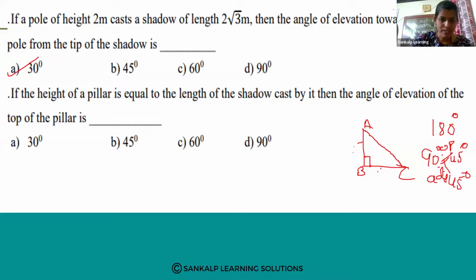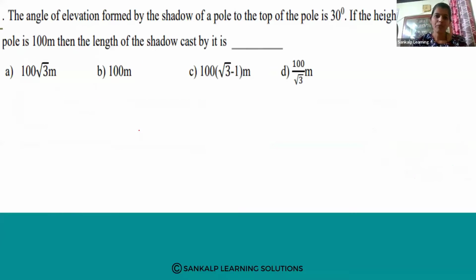Therefore, it is 45 degree. Next. The angle of elevation formed by the shadow of a pole to the top of the pole is 30 degree. If the height of the pole is 100 meter, then the length of the shadow cast by it.